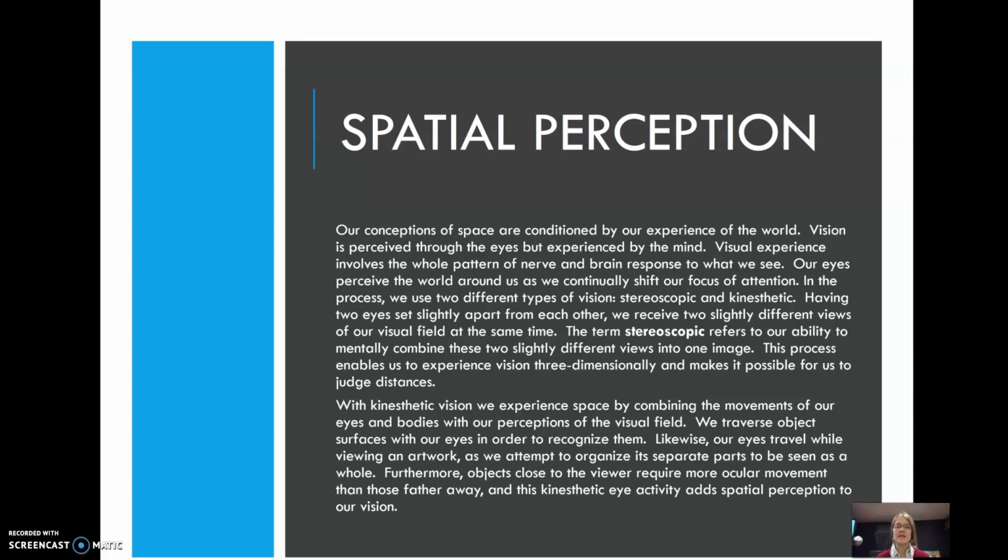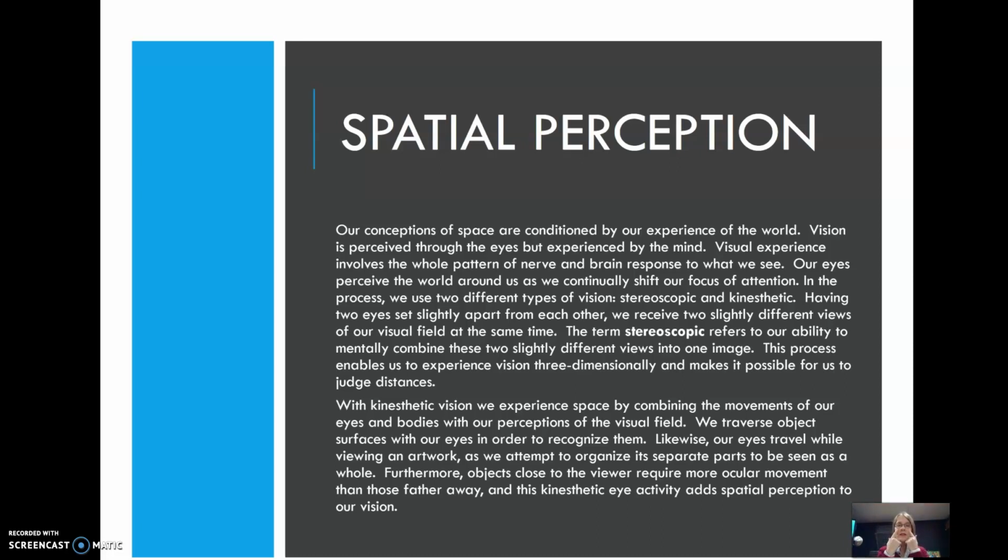So visual experience involves the whole pattern of nerve and brain responses to what we see. Our eyes perceive the world around us as we continually shift our focus of attention, all right? I mean, when you pan your eyes across the room, your brain is absorbing really a lot of information, all right? So in the process, we have two different types of vision, okay? And this is a little bit of science here. Stereoscopic and kinesthetic, okay?